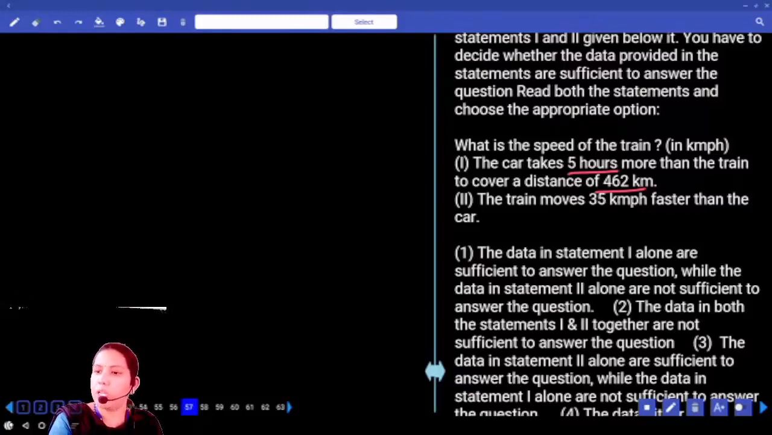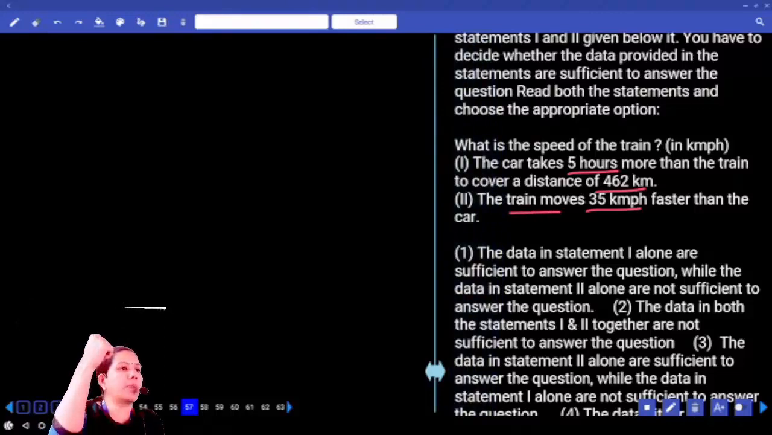And statement 2. The train moves how much kilometer faster compared to car? 35 kilometer per hour more fast. Who is fast? Train moves 35 kilometer per hour more fast compared to car. And car takes how much time extra compared to train? Extra time there is, extra speed there is, distance is constant here. 1 and 2 together are sufficient to answer the question.